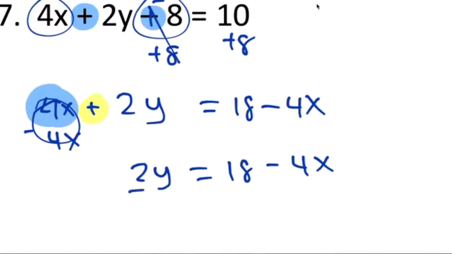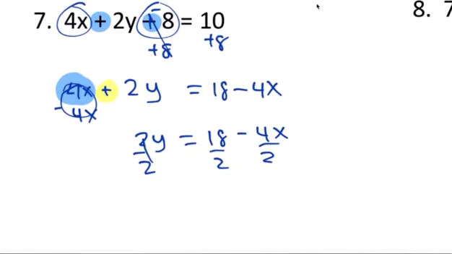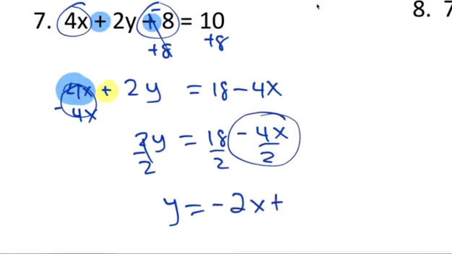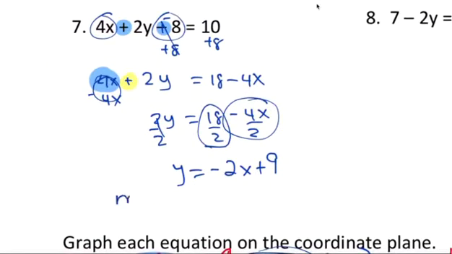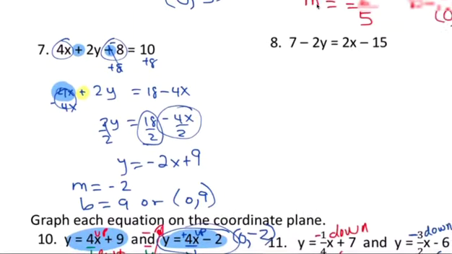Okay, and then I divide all of them by 2, and I get y equals, let's write the slope first, that's a negative 2x, and the y-intercept is positive, so it's plus 9. So the slope is negative 2, and the y-intercept is a positive 9, or (0, 9), right, on the graph.